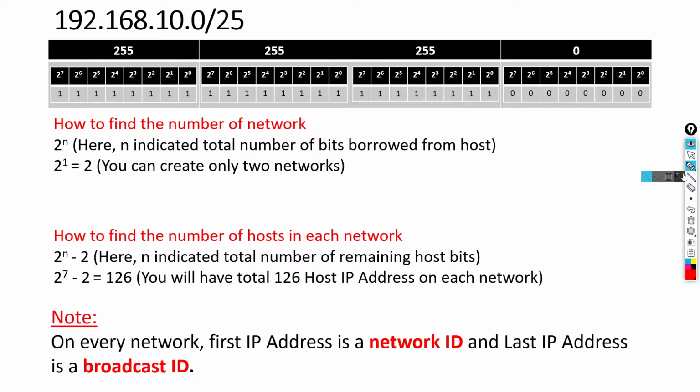As you can see here, there is a note as well. On every network the first IP address is the network ID and the last IP address is the broadcast ID. Take a note. If in an interview somebody asks you what is network ID, what is broadcast ID, you must be able to give the answer. On every network the first IP address is called the network ID and the last IP address is called the broadcast ID. Clear?